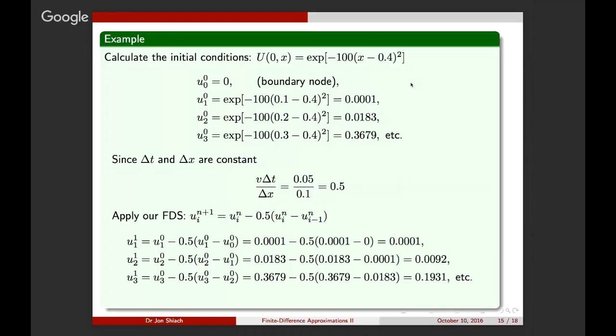Do the same for U2. Again, its initial value minus 1/2 times its initial value minus its left-hand neighbour. Notice with this one, I've used that value there. I haven't used the one I've just calculated. That's very important. We can only use previous values. We can't use the n+1 values.